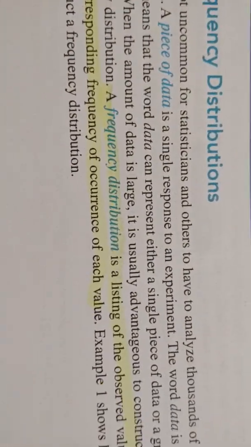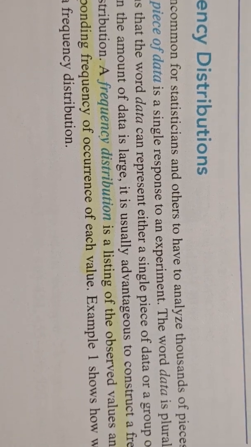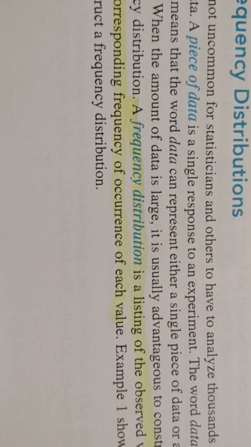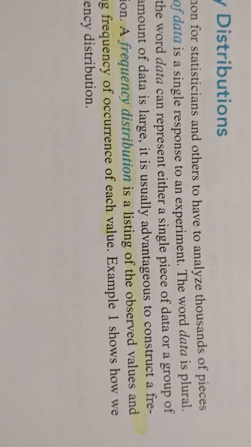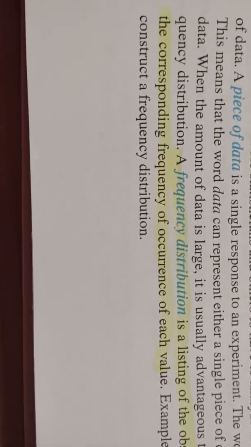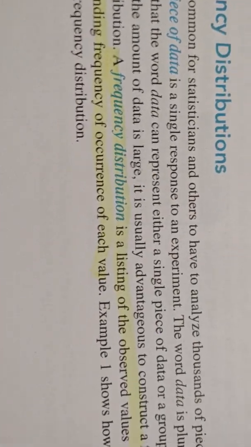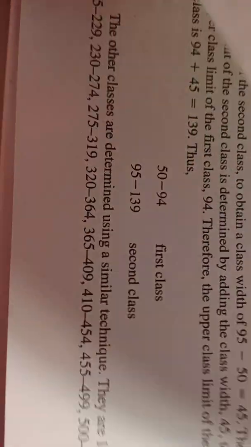All right, so first of all, a piece of data is a single response to an experiment. The word data is plural. A frequency distribution is a listing of the observed values and the corresponding frequency of occurrence of each value. Okay, let's look at example 1. This will give you a better idea.